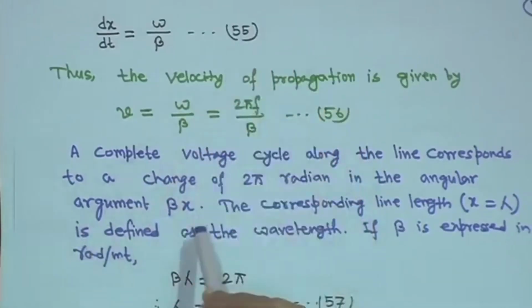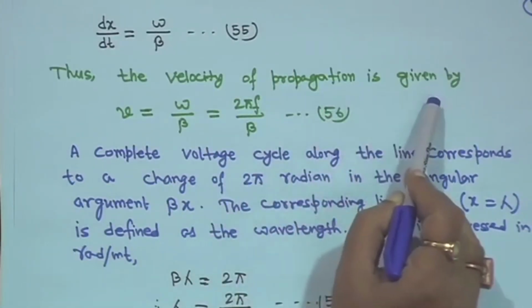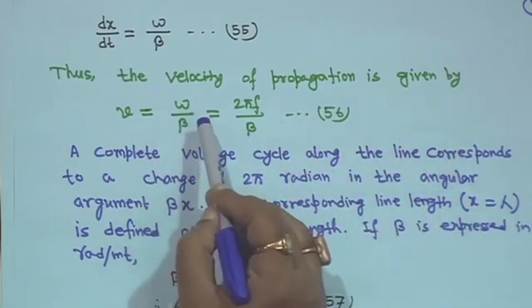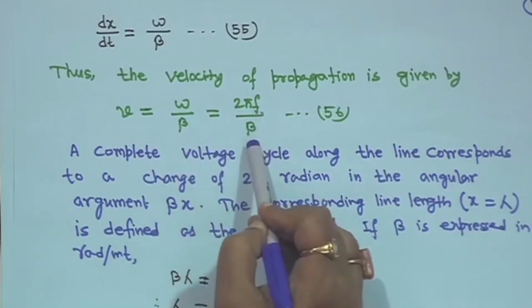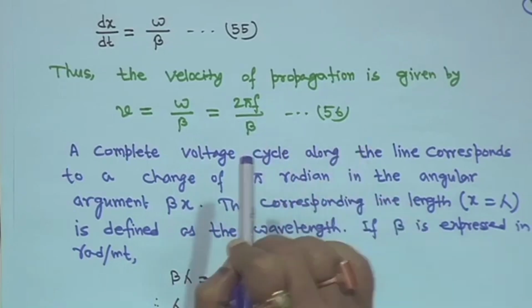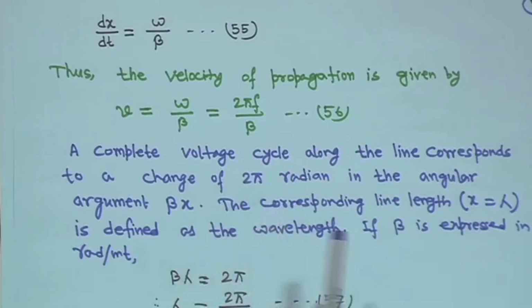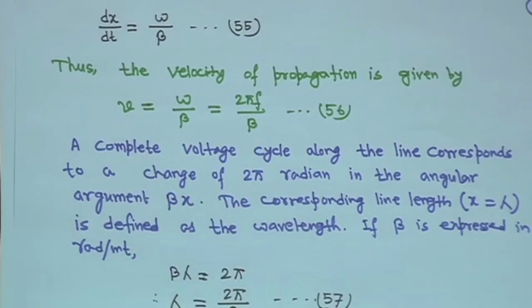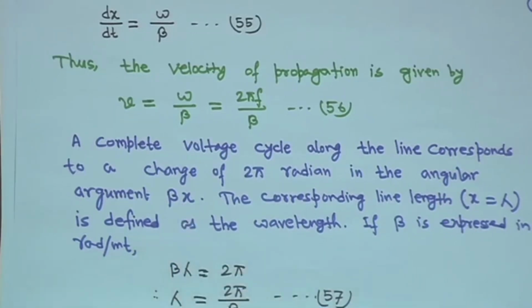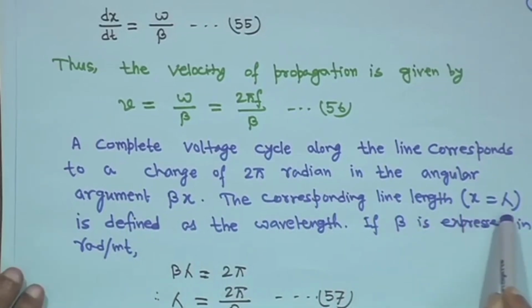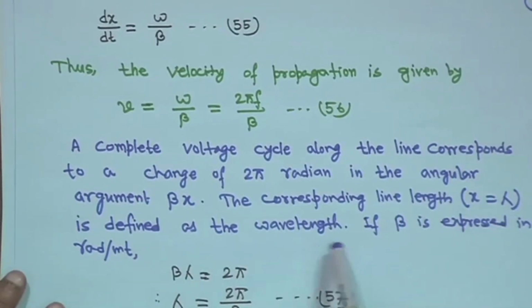This is equation 55. Thus, the velocity of propagation is given by v is equal to omega by beta, that is dx upon dt, equal to 2 pi f divided by beta. This is equation 56. So, this is the velocity of propagation. Now, a complete voltage cycle along the line corresponds to a change of 2 pi radian in the angular argument beta x. The corresponding line length x is equal to lambda, defined as the wavelength.